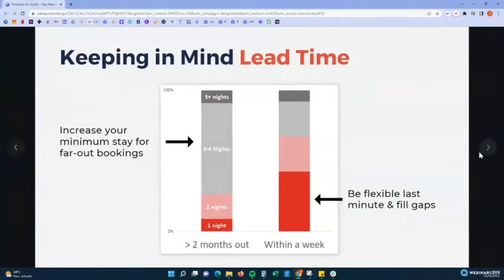Okay, the same. Don't keep in mind the lead time. Try to fill the gaps. Very important. Fill the gaps. Okay. Can we jump?